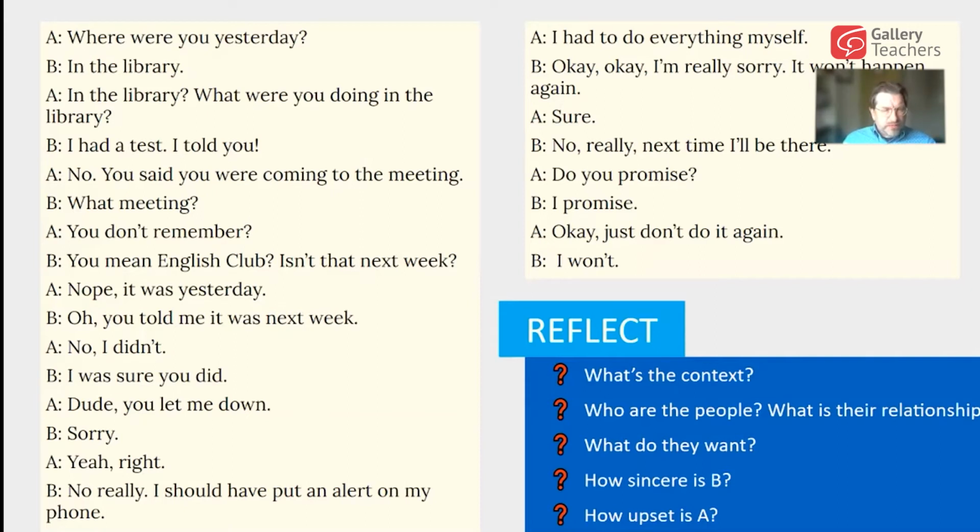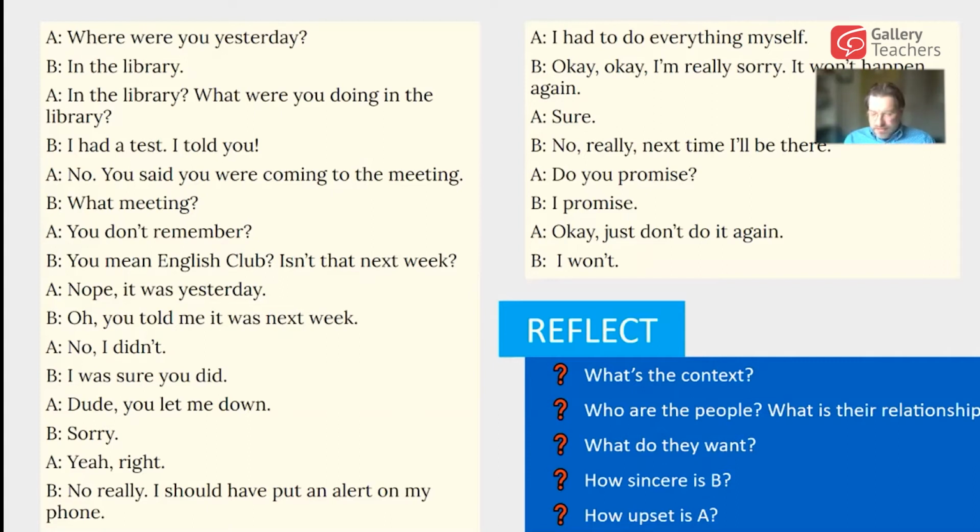Where were you yesterday? In the library. In the library? What were you doing in the library? I had a test. I told you. No, you said you were coming to the meeting. What meeting? You don't remember. Oh, what? You mean English club? Isn't that next week? Nope. It was yesterday. Oh, well, you told me it was next week. No, I didn't. Oh, well, I was sure you did. Dude, you let me down.